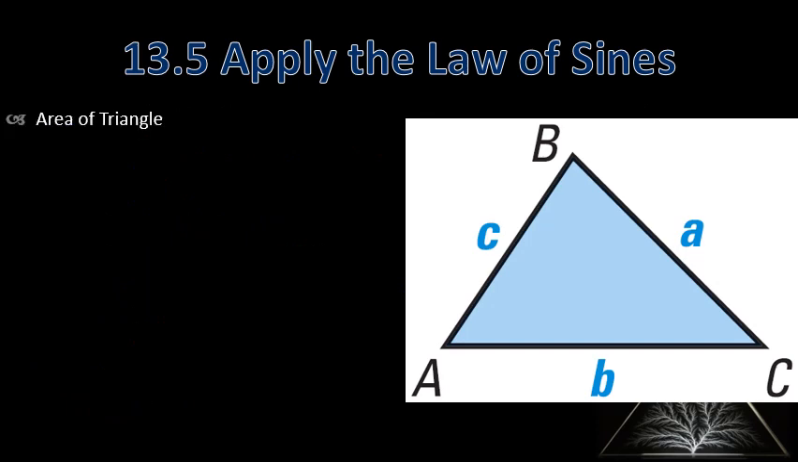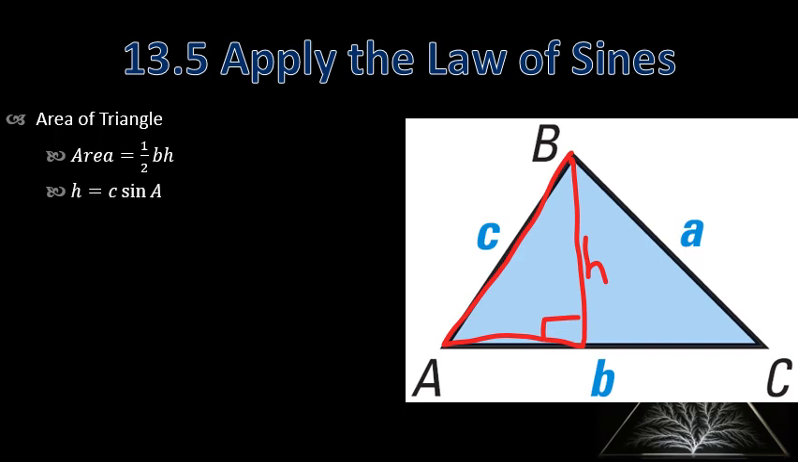One last little bit is finding the area of a triangle. Area of a triangle is 1/2 base times height. If I draw the height in there, and see that little red triangle, I could say sine of A is the opposite, H, over the hypotenuse C. So then if I multiply both sides by C, I'll get H equals C sine of A. So if I fill that into the area formula, the area would be 1/2 BC sine of A.